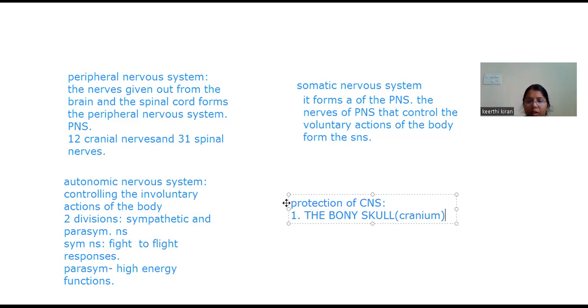Next is the cerebrospinal fluid, and the third one is the meninges. So these three protect the brain: the bony skull, the cerebrospinal fluid, and the meninges. These are the methods by which our brain is protected.